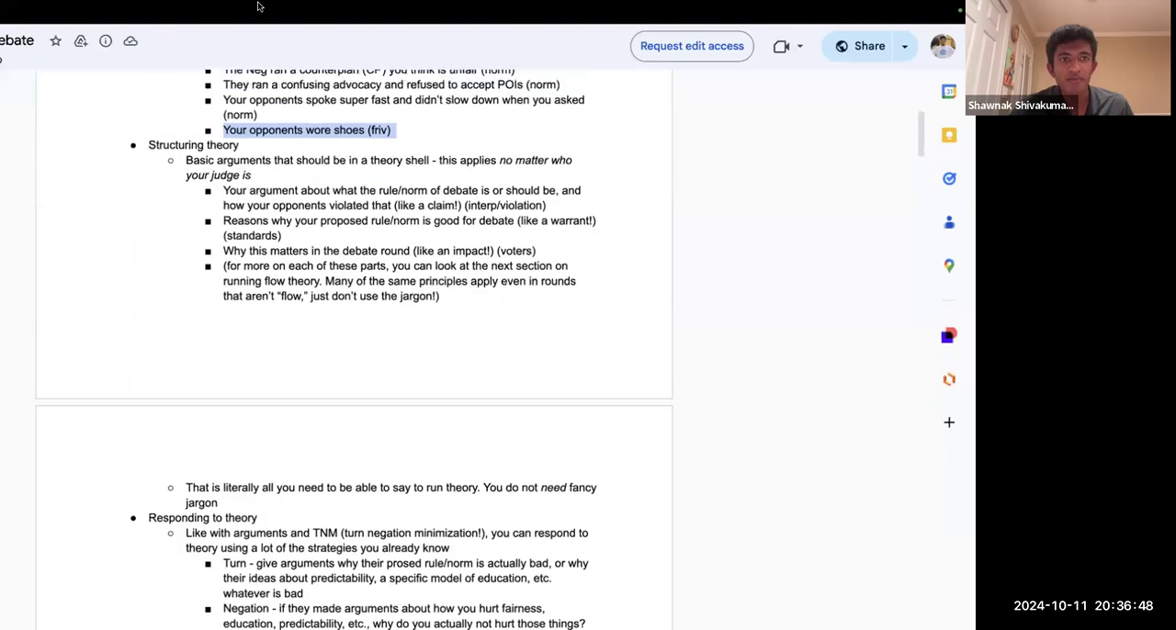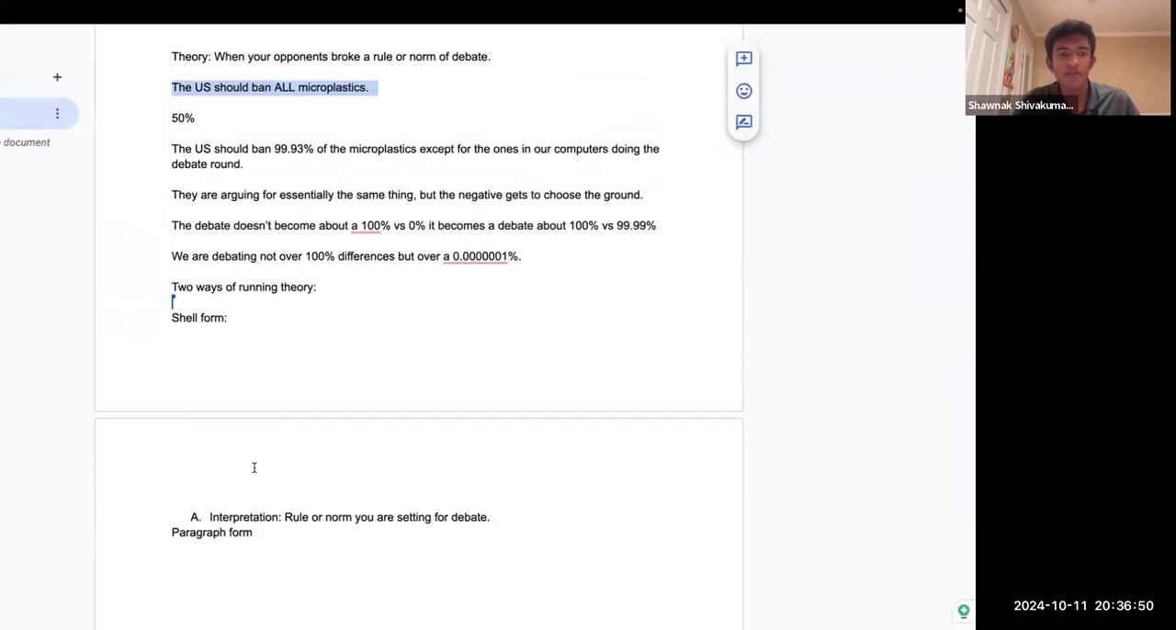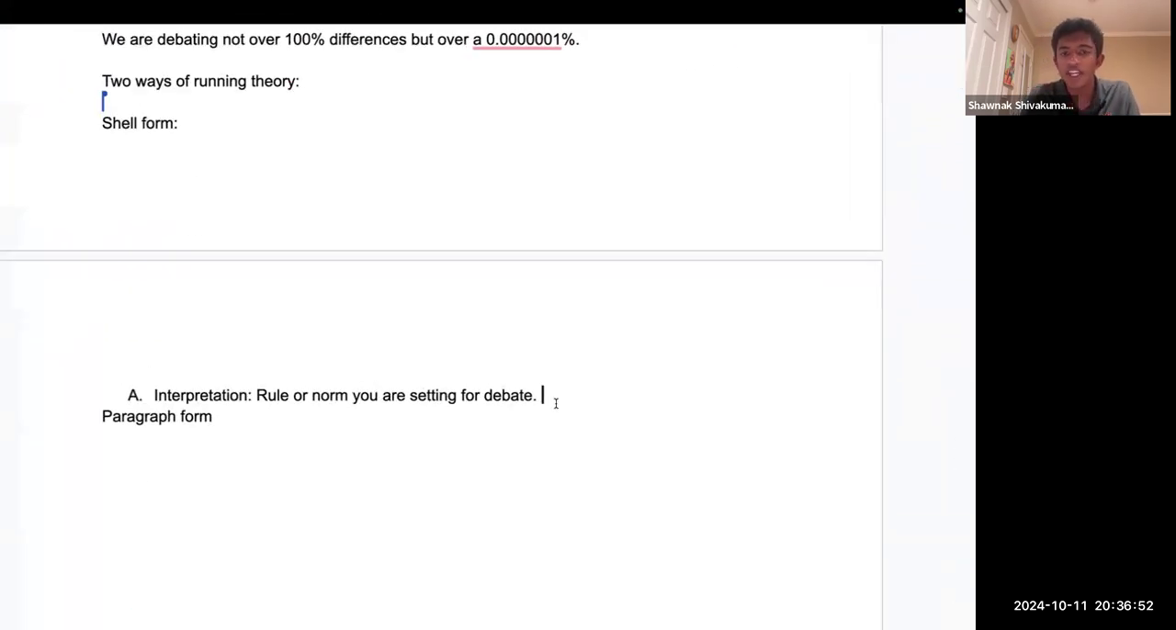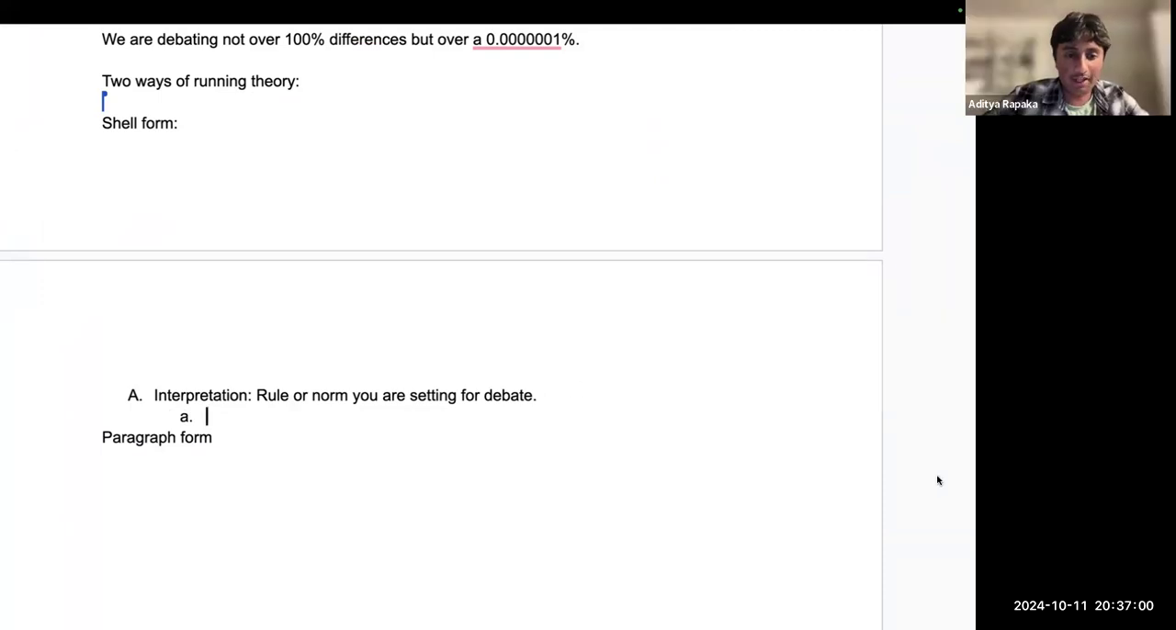Okay, so let's go over the format. The interpretation here is the rule or norm you're setting for debate. So can someone give me an example of an interpretation? Don't go over time.